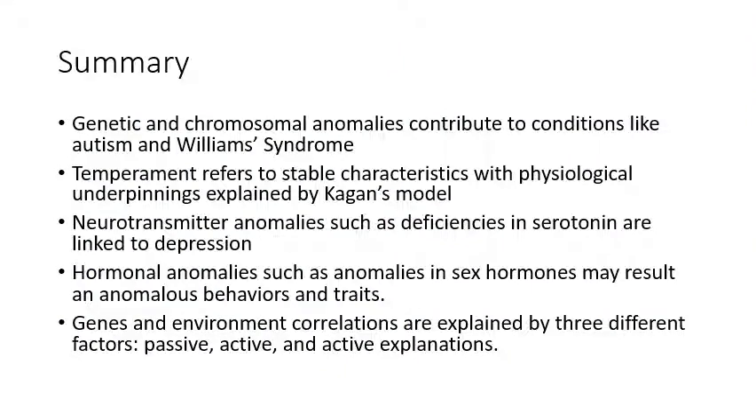So there's a lot more to it, but this is a little overview. We talked about genetic and chromosomal abnormalities, and I didn't talk as much about heredity. We talked about temperament and Kagan's model, explaining it from a physiological perspective. We talked about neurotransmitter anomalies such as serotonin. We talked about hormonal anomalies such as the sex hormones, and we talked about gene and environment correlations.